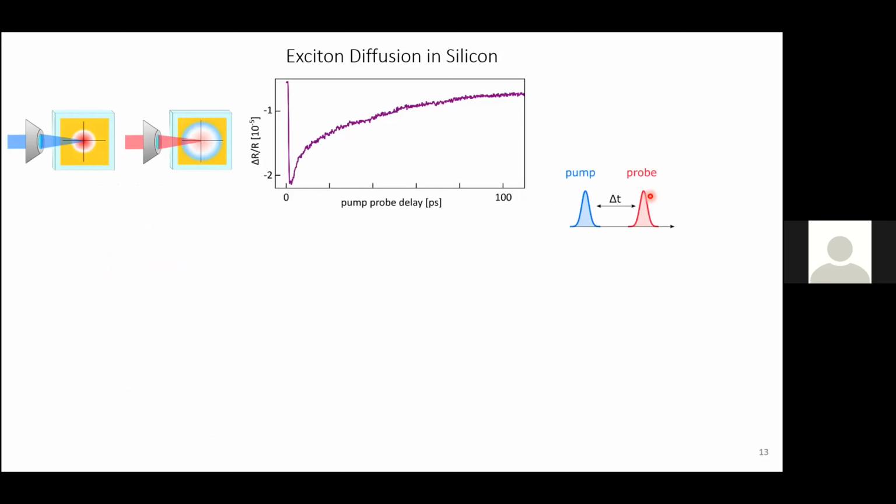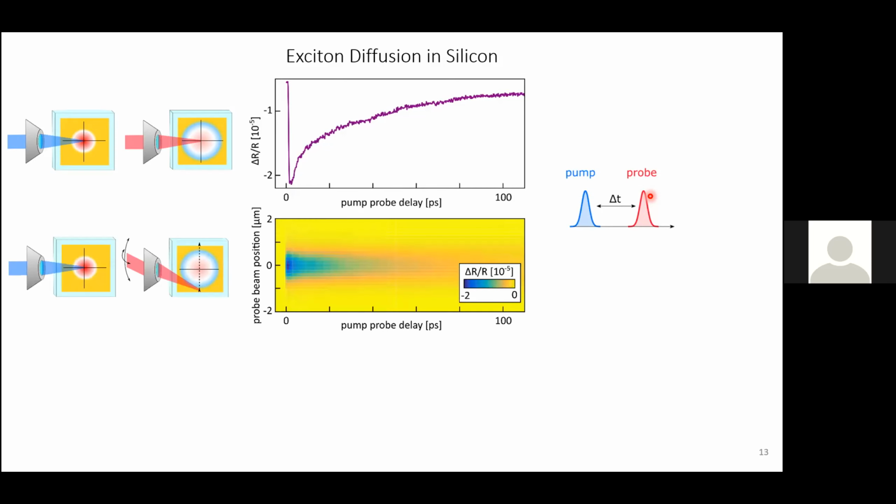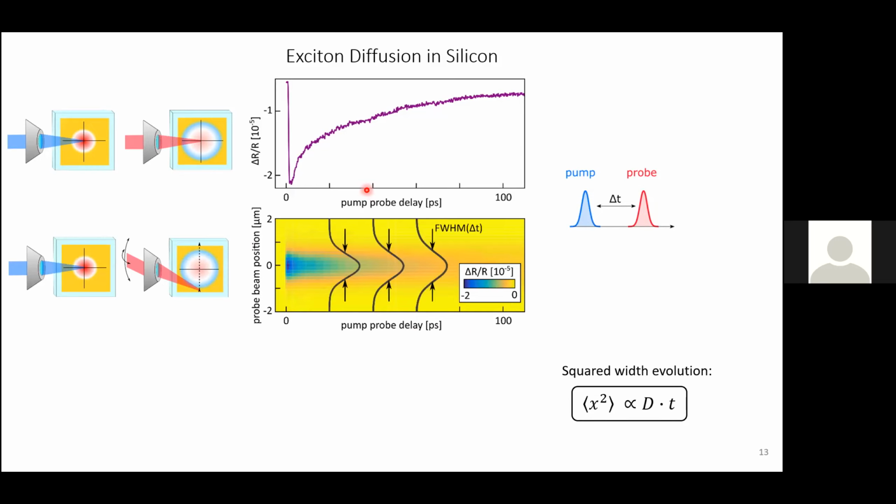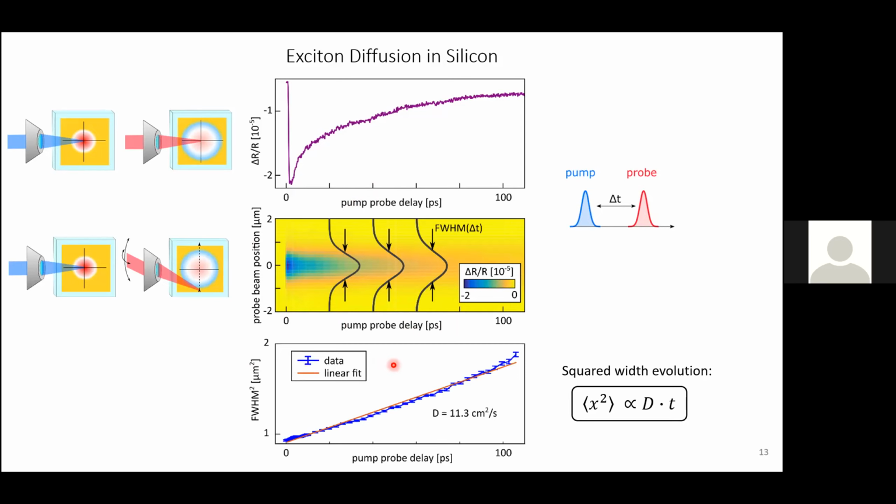Okay, so let's take a wafer. We do the collinear experiment. We have our pump and our probe overlapped, and we just scan the time delay, normal transient absorption. We get a decay, and then we start scanning our probe beam. And for different probe beam positions, we make this map, this spatial temporal map, so probe beam position versus pump probe delay. And the information about the diffusion is here in these Gaussian profiles. So we fit a Gaussian at each time delay, and then we look at its width evolution. So full width half max over time squared is then a linear slope, and the slope is the diffusivity. So we get here 11 centimeters squared per second.